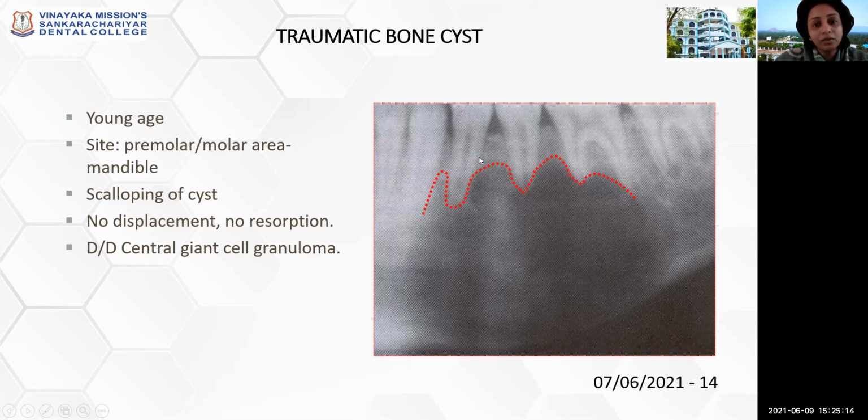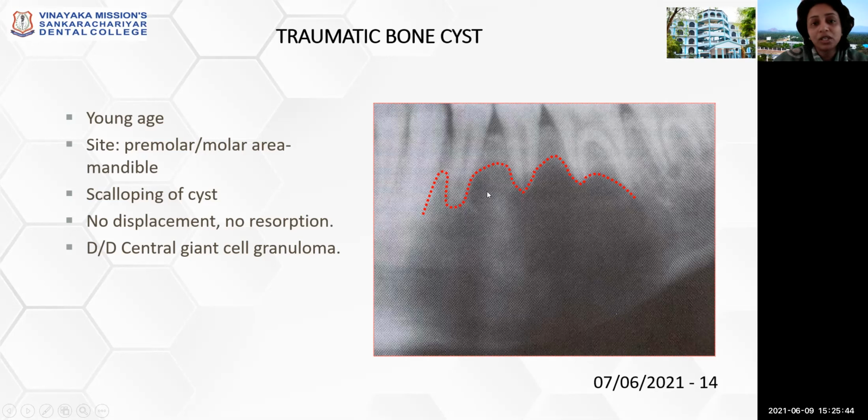So in this traumatic bone cyst, the radiolucency will be intact and it will involve a wider area, around whichever tooth had the history of trauma. Beneath the tooth in the periapical region, there will be a complete radiolucency, and the teeth will be vital. The lamina dura will be intact, and there will not be any root resorption.